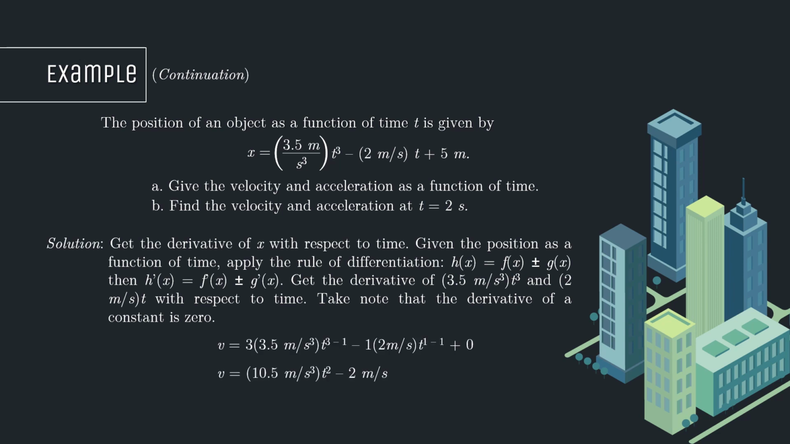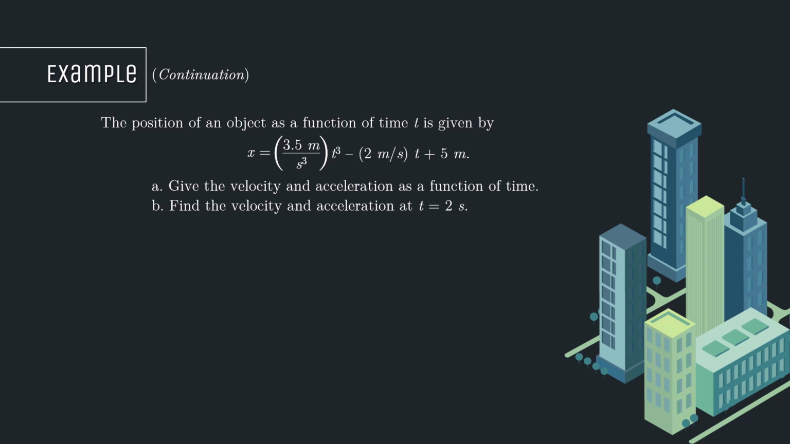Now we have v, which is equal to 3 times 3 and 5/10 meters per second cubed times t raised to 3 minus 1, minus 1 times 2 meters per second times t raised to 1 minus 1, plus 0. Simplifying the terms, we obtain 10 and 5/10 meters per second cubed times t squared minus 2 meters per second.